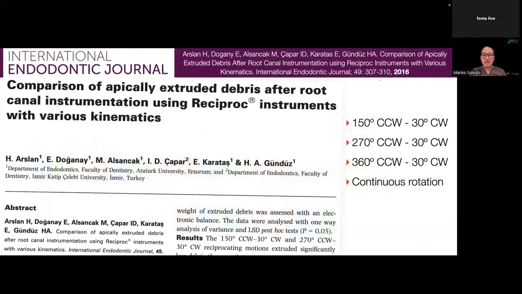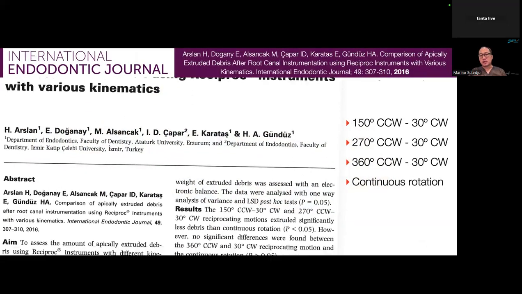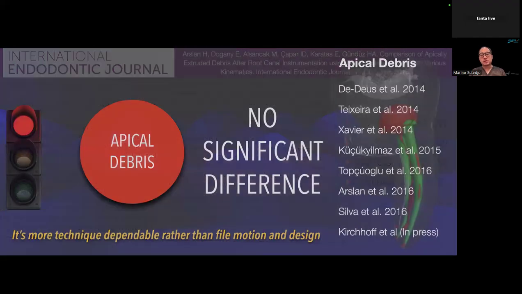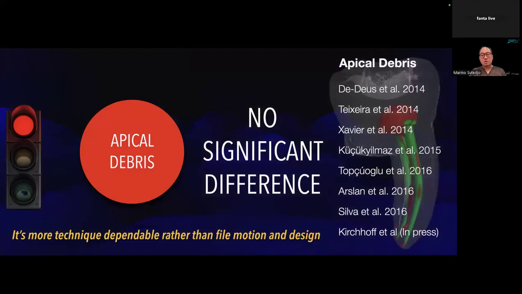So from this study, they are saying that if you compare several angulations of reciprocation and continuous rotation, the movement was not associated with more apically extruded debris in reciprocation. So instead of worrying about more apical debris extrusion with reciprocation, we now know that not just one but several studies say there is no significant difference between continuous rotation and reciprocation. I think it is more technique dependent rather than motion and design.